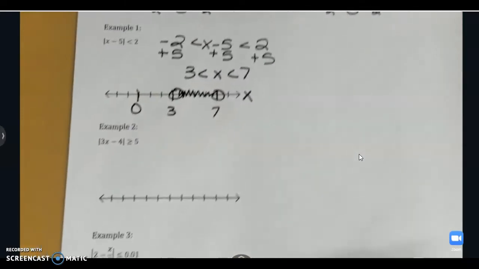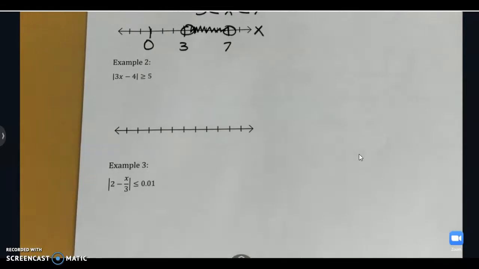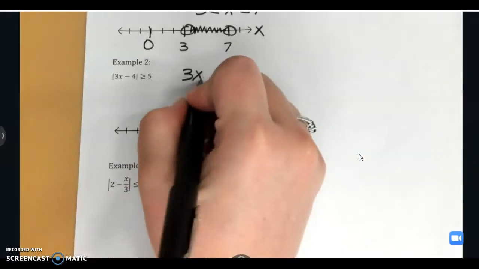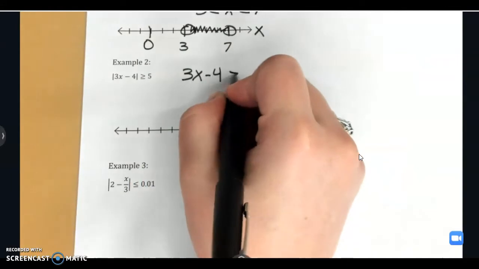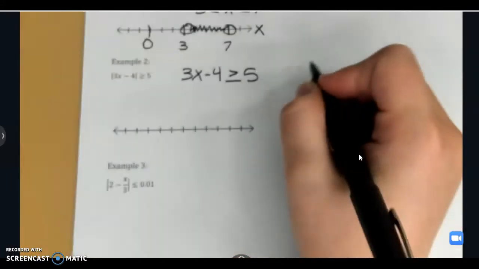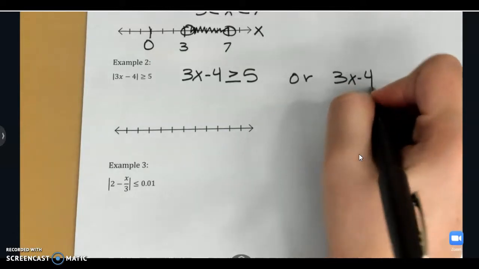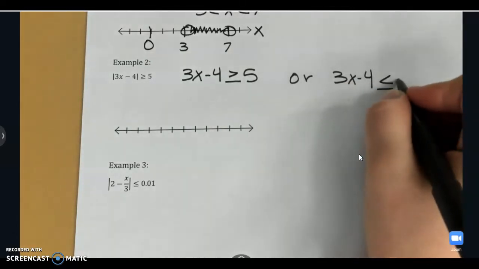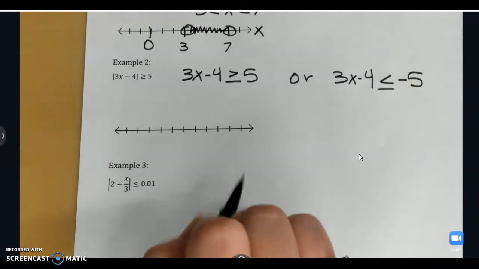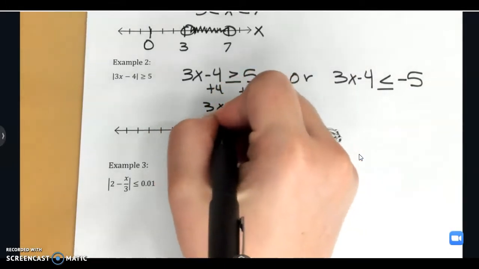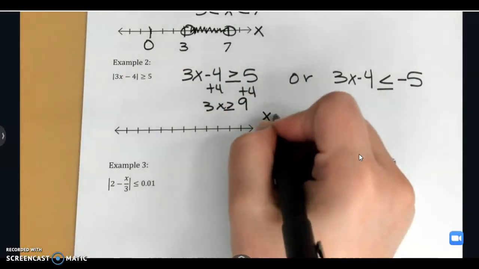Okay. Example 2, I have that the absolute value of 3x minus 4 is greater than or equal to 5. So this means I'm going to have two inequalities. So what's inside my absolute value is greater than or equal to positive 5, or what is inside my absolute value is less than or equal to negative 5. So this is just a two-stepper to get our two values.